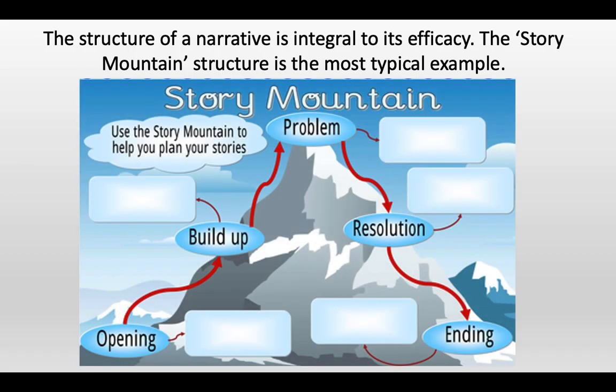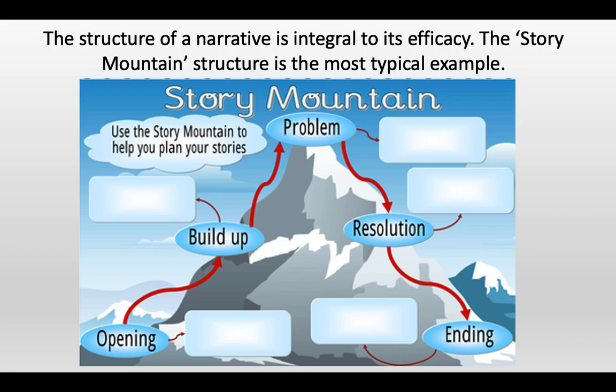So the story mountain is probably one of the most common structures to a narrative. It's got 5 sections, and if you wrote 5 extended paragraphs, that usually amounts to around 2 sides of A4, which is what we are looking at for our narrative assessment. So the 5 sections are the opening, starting at the beginning, which is always helpful, the build-up that we're looking at today, the problem or the main event, the resolution, how everything is solved to give the reader that satisfaction that everything is sorted out, and then of course the ending.